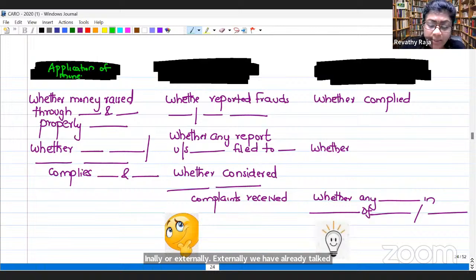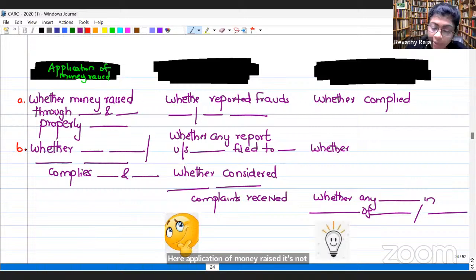Loans taken by the company, clause 9. Here, application of money raised. It's not loans. It is through IPO, FPO.